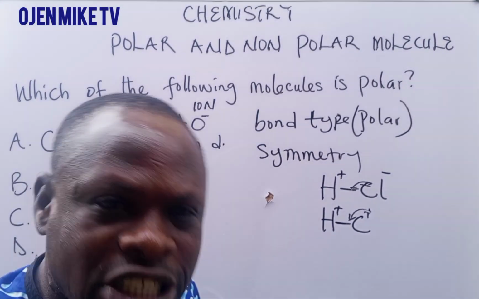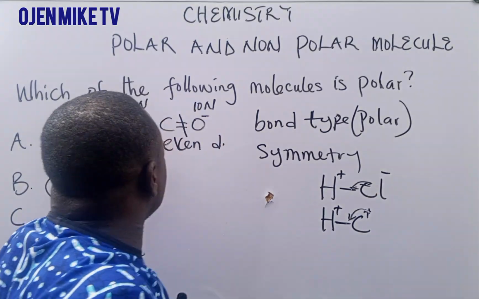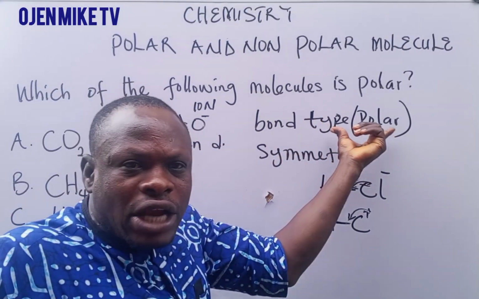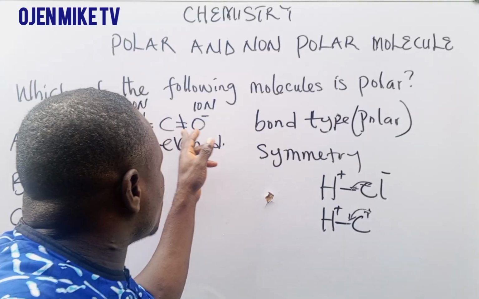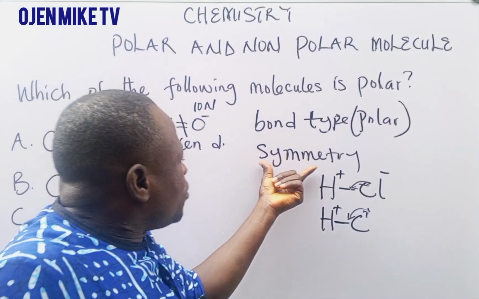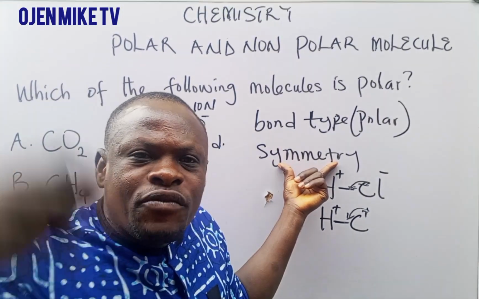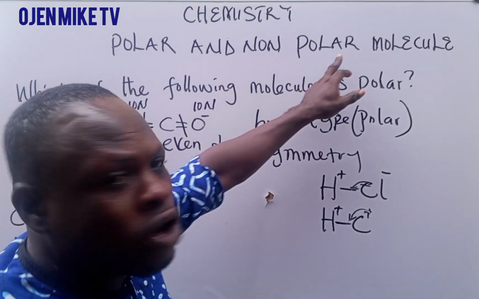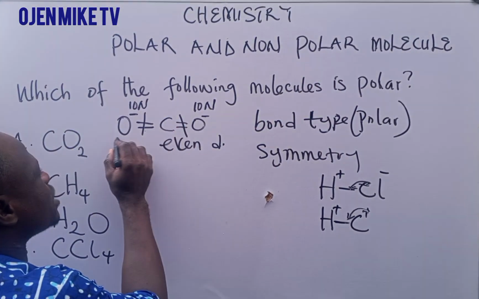So if the bonds are polar, as in the case of this one, the molecule is it symmetrical? If it is symmetrical, it means it is non-polar. As it is now, this one is symmetrical.